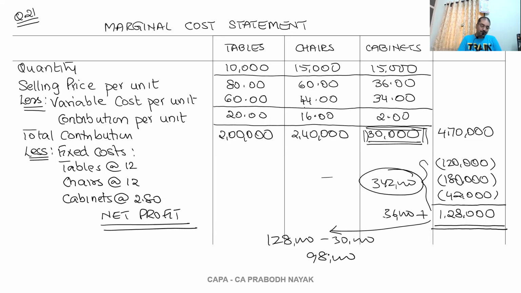Okay, so write down the conclusion. From the above, we can state that cabinets is actually contributing rupees 30,000 towards the fixed cost. Therefore, sale of cabinets should continue.